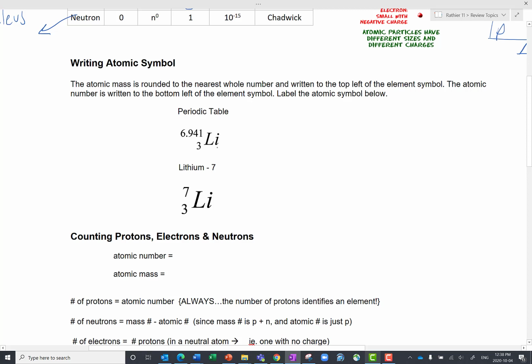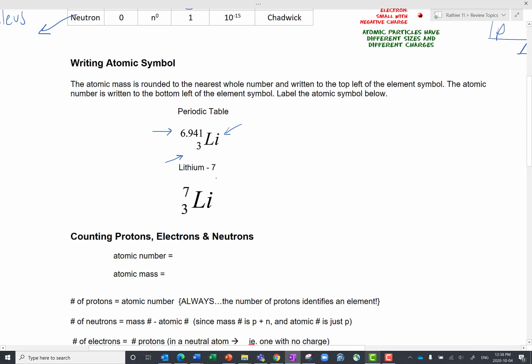So when we write the symbol, we write just the element symbol, and then we write our mass number and our atomic number. Now, we're going to be addressing the fact that this is not a whole number in a couple of lessons when we're looking at isotopes.